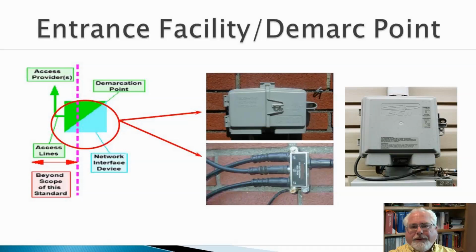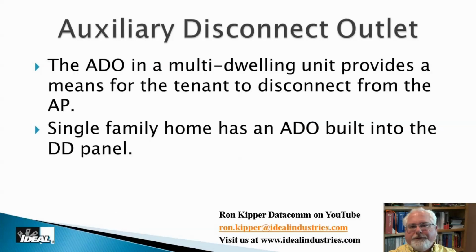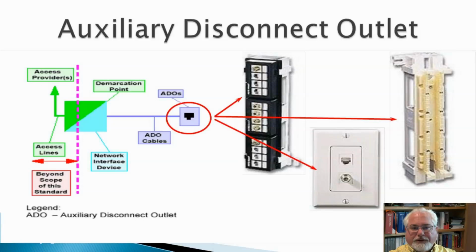All right, so we find a route into the house and then into where we're going to put a panel. Now, the standard would suggest that you install what are called auxiliary disconnect outlets inside of the home. Now, the ADO is essentially just an outlet. It doesn't have to be anything fancy. It can look like just one of these little connections right here.